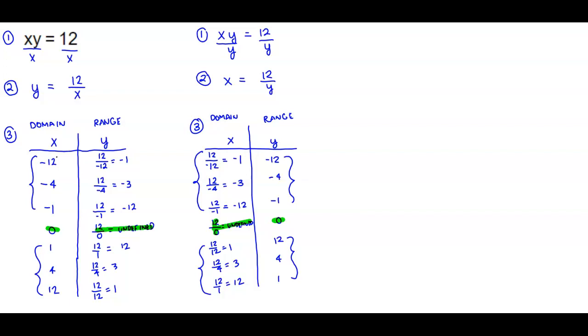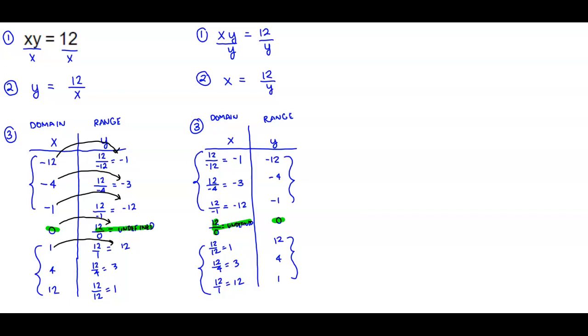So we have negative 12 that goes to negative 1. We have negative 4 that goes to negative 3. We have negative 1 that goes to negative 12. We know that 0 is going to give us an undefined answer. It's still mapping that. Okay, we don't have a repeating x value.